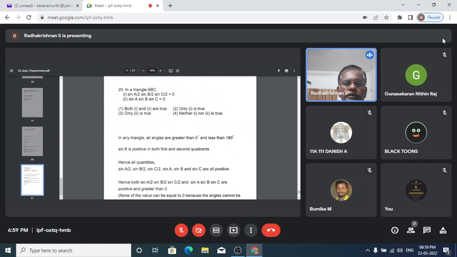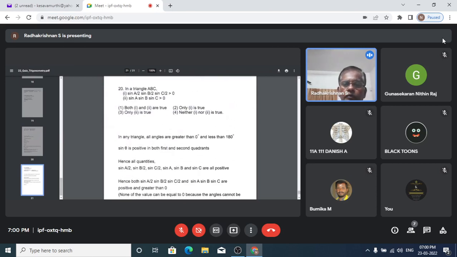The product of all three positive quantities will be greater than 0. So here also, since all of them are positive quantities, the product of all three has to be greater than 0. It cannot be 0, because the angles cannot be 0 or 180, otherwise sin will become 0. So it is impossible. Everything is a positive quantity, so the product has to be positive. Option 1: both 1 and 2 are true.